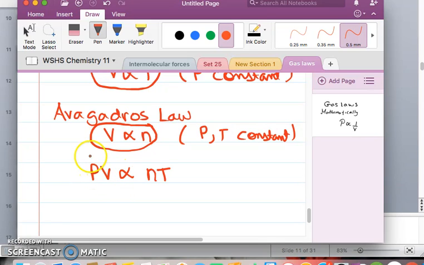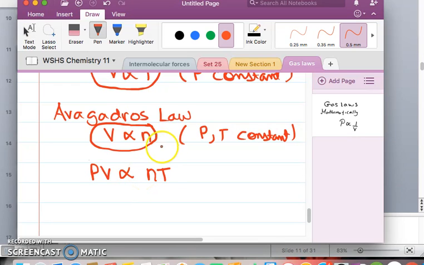Okay, let's look at the other way of doing it. If I keep P constant, the pressure constant, then as I increase the number of moles, the volume goes up. If I increase the temperature, the volume goes up for a gas. Does that make sense? You just have to keep one of them constant and you'll see that it works like a charm.